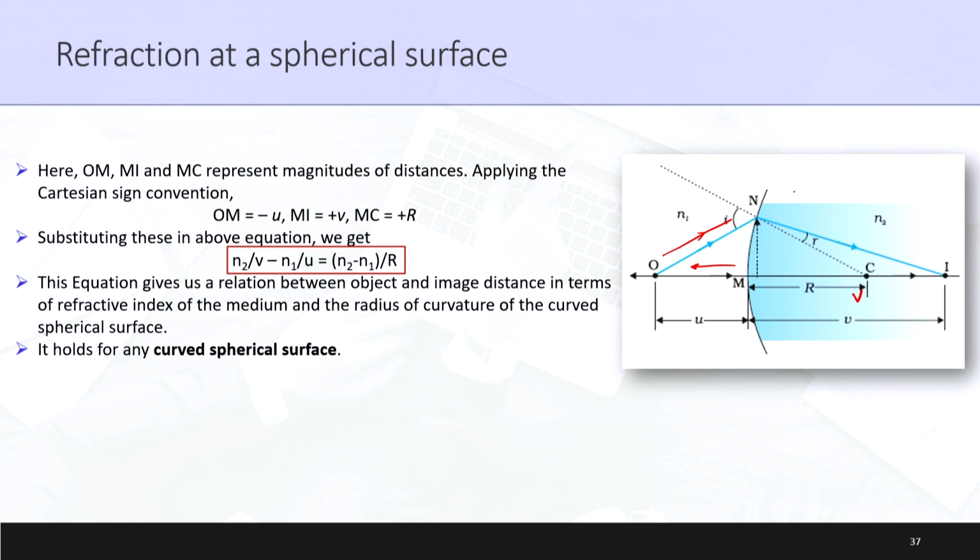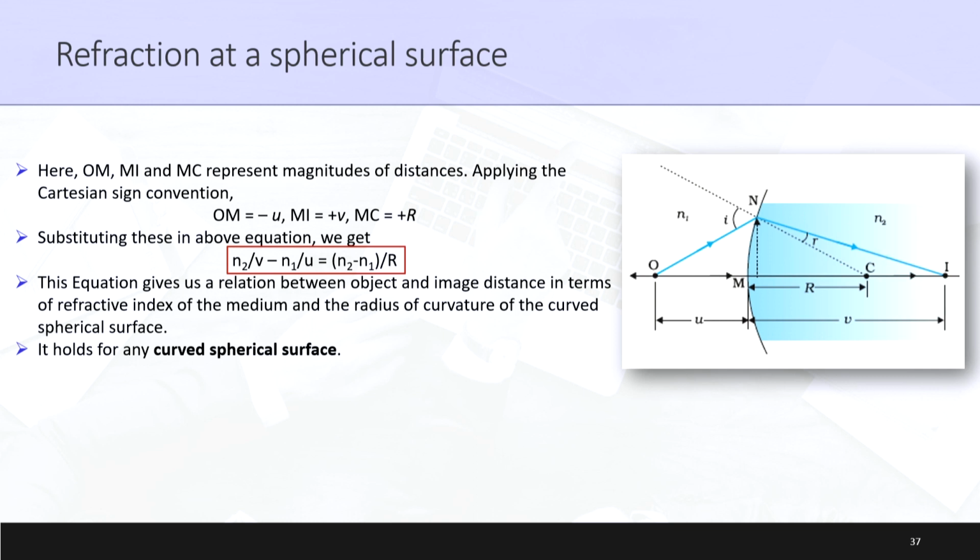In the same way, the direction of incidence was in this way, and we are measuring the distance Mi from this portion in this direction. Therefore, the value of plus v was used. Similarly, for MC, as the direction of incidence of light was in this direction, and we are measuring again in this direction, the value of plus R was used. So, this is the basic sign convention which you need to remember. Okay, let us move on.